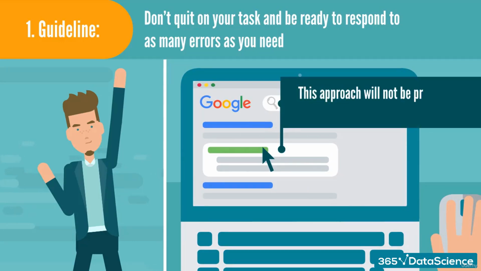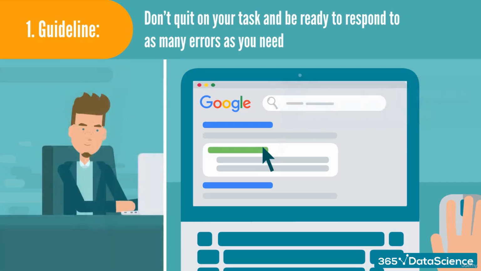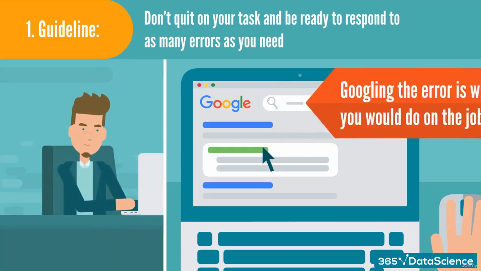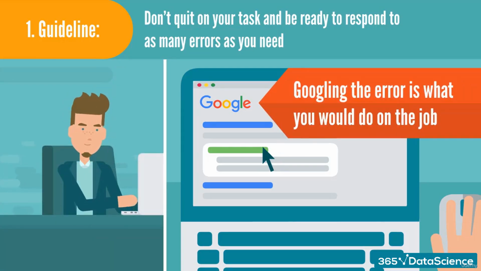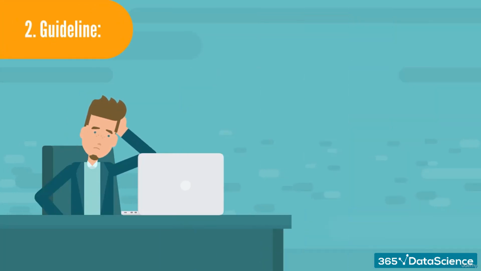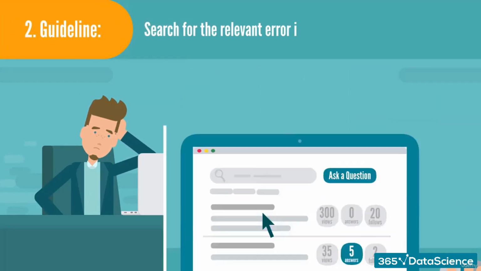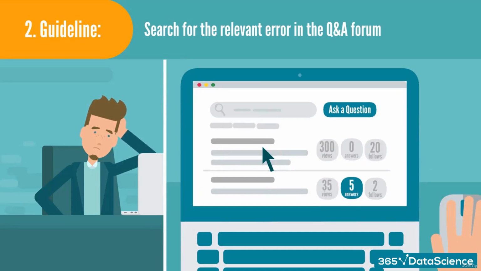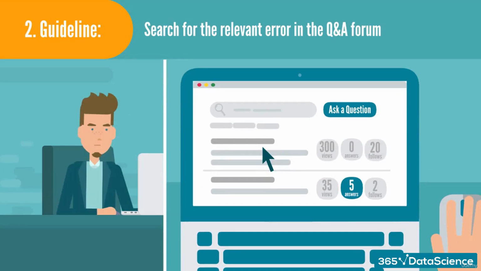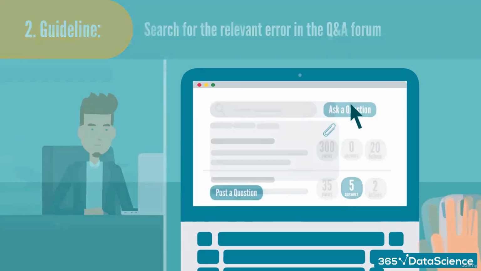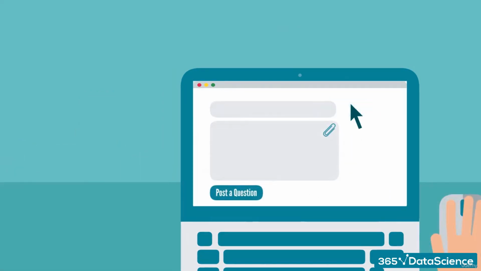This approach will not be preferred or needed throughout the course, I believe, but will serve you a great deal after completing it, or also as a professional when you will already be an independent programmer. In other words, Googling the error is what you would do on the job, so it is good to get used to it. Regardless of whether this strategy works, you can search for the relevant error in the Q&A forum. Alternatively, if you can't find an answer there or you stumble upon a recurring problem, please do feel free to post a question yourself. We will be happy to reply as soon as we can.